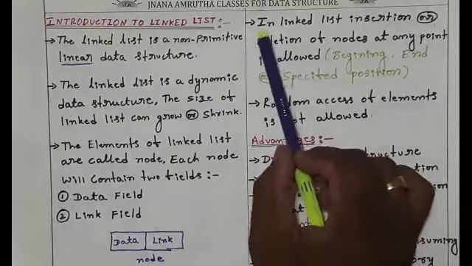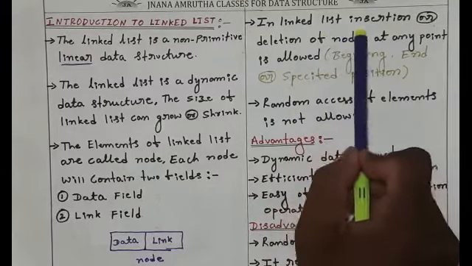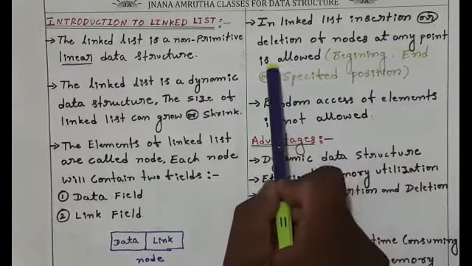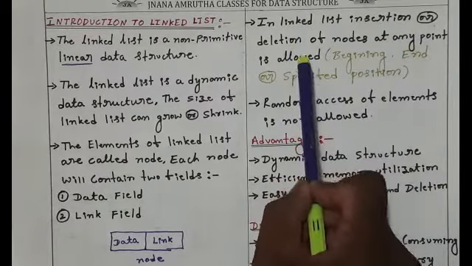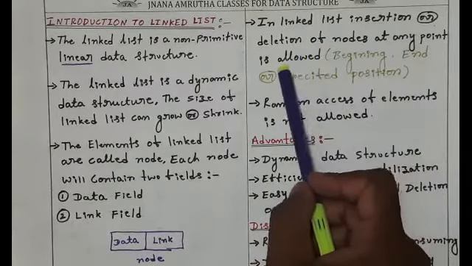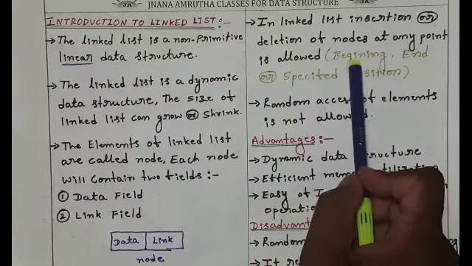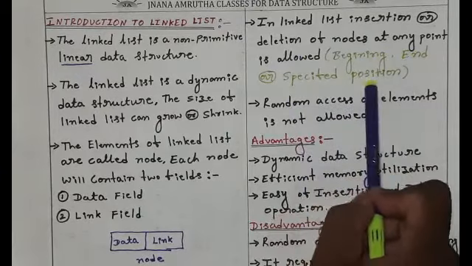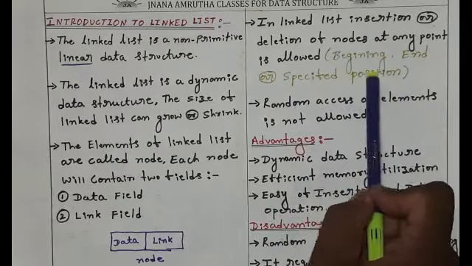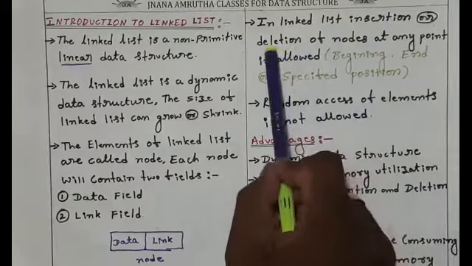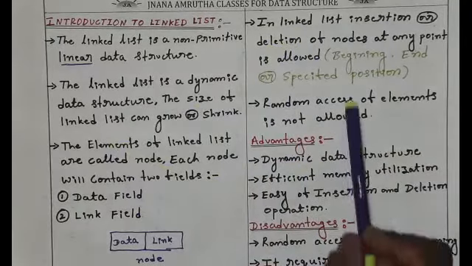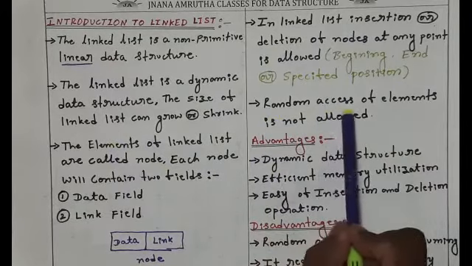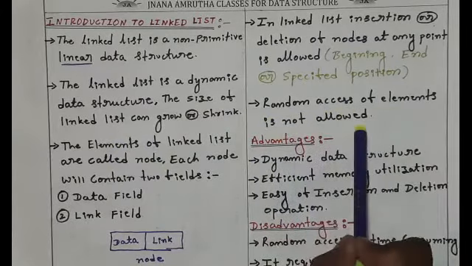Next point, in the linked list, insertion or deletion of nodes at any point is allowed. We can perform insertion or deletion at any point. For example, in the beginning of the list, or end of the list, or at a specified position, we can perform insertion and deletion operations.